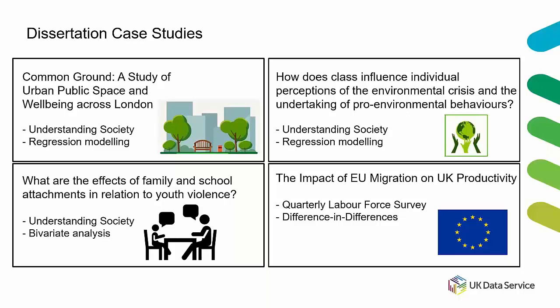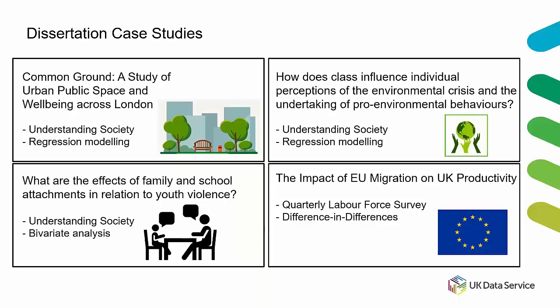The study Common Ground, a study of urban public space and wellbeing across London: this student used Understanding Society along with green space information for Greater London data, and they looked at whether the public space that people had around their houses, so for example green space like parks, or outdoor space, compared to hard space such as car parks or hard play areas.